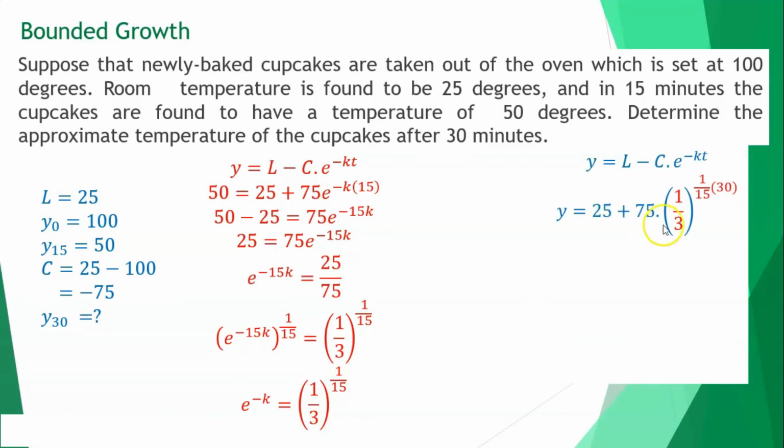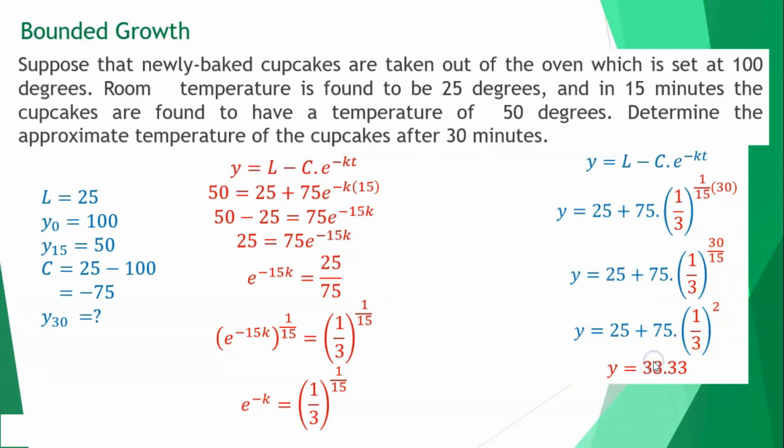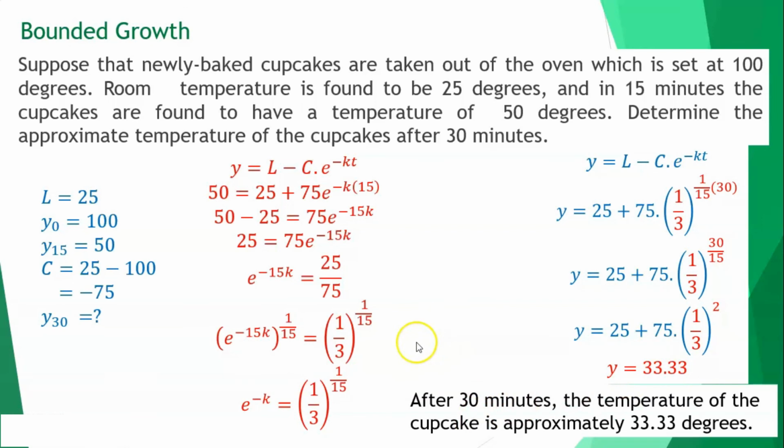So solving for the temperature of the cupcakes after 30 minutes. Let's substitute. Our L is 25, minus negative 75, so that's plus 75 times our e to the negative k, which is 1/3 to the power of 1 over 15. Then our time is 30 minutes. Simplifying, 30 over 15 would become 2. So the temperature of the cupcake after 30 minutes is approximately 33.33 degrees. So take note of this.